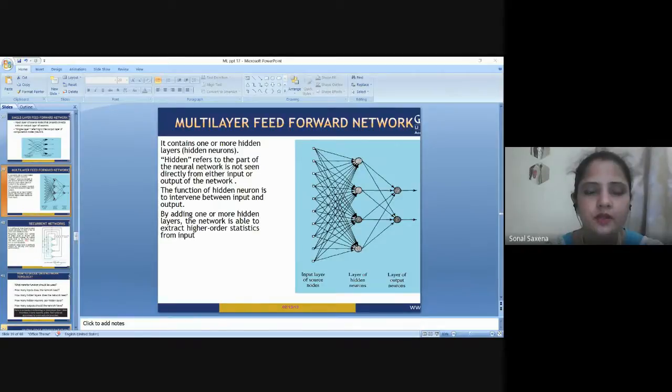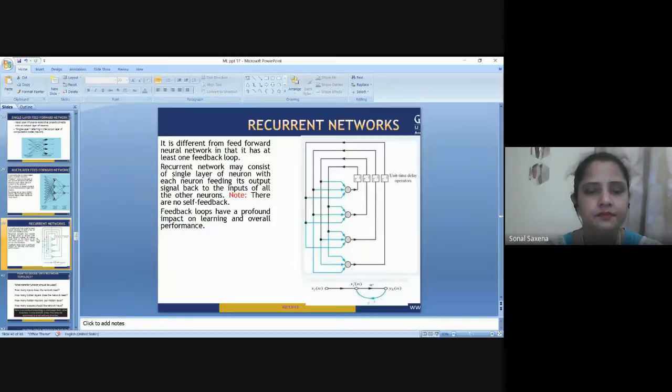Now next, let us understand what is a recurrent neural network. It is a different type of network, very different from a feed-forward neural network in that it has at least one feedback loop. A recurrent neural network is a type of artificial neural network in which the output of a particular layer is saved and fed back to the input. Now this helps to predict the outcome of the layer.